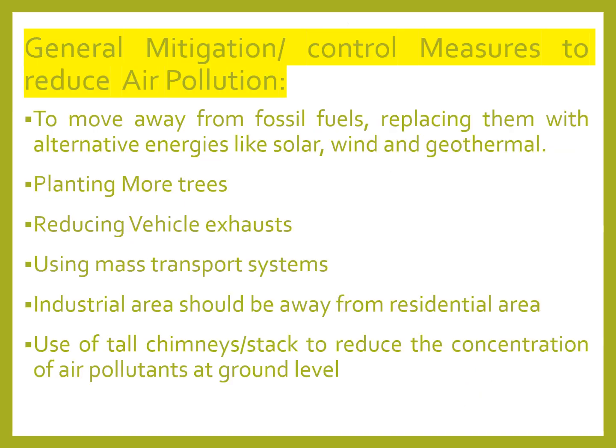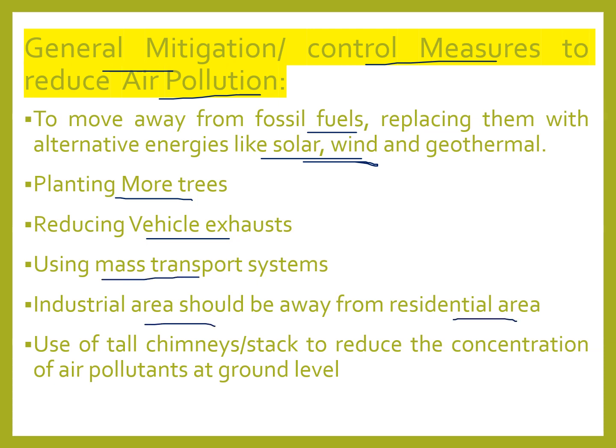So at last we will discuss the general mitigation measures or control measures to reduce air pollution. To reduce the global impact of air pollution, we should move away from fossil fuels, replacing them with alternative energies like solar, wind and geothermal. Widely in India also we are now moving over to alternative energy sources. Next is planting more trees, which is very useful, and reducing vehicle exhaust. Then using mass transport systems, and keeping industrial areas away from residential areas. Use of tall chimneys or stacks should be adopted to reduce the concentration of air pollutants at ground level. So these are certain general mitigation measures that are to be adopted to reduce air pollution.